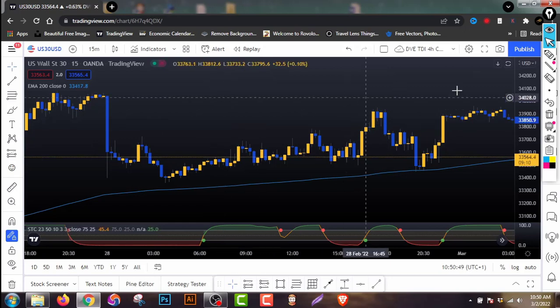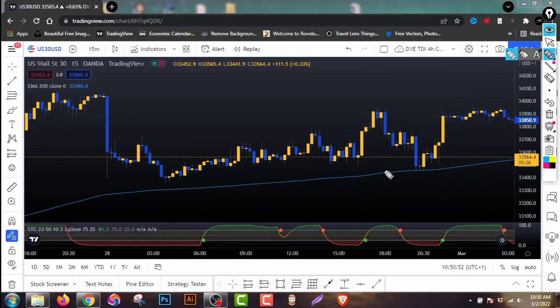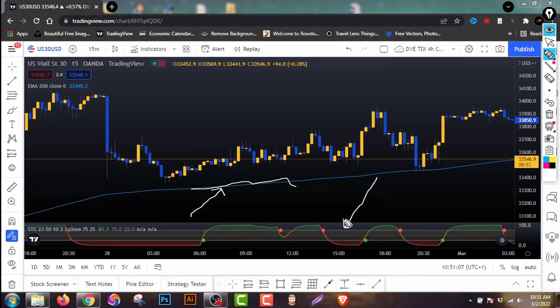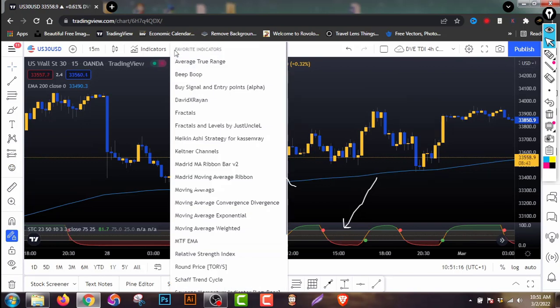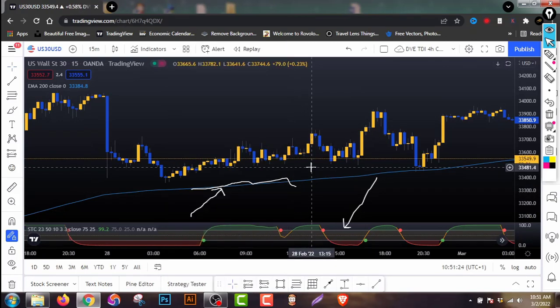strategy. Two things we're going to be using in this strategy: one, the 200 moving average, which you see here. This is the 200 moving average, this blue line you see just above price. And secondly, we are going to be using the STC indicator. The STC indicator simply means the Schaff Trend Cycle indicator. This is the Schaff Trend Cycle indicator. We're going to be using this strategy for this video.